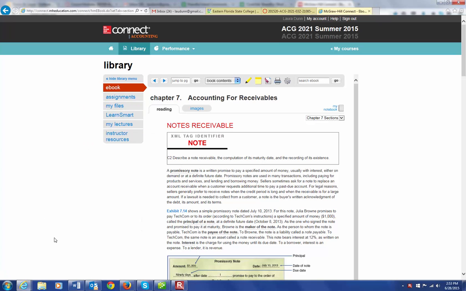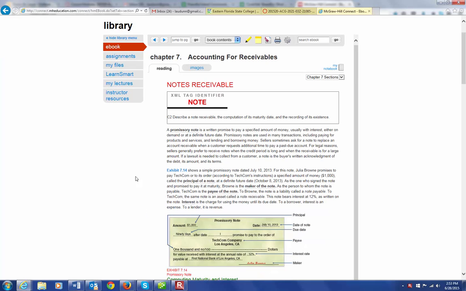Alright, let's talk a little bit about notes receivable. Your book does a pretty good job of defining notes receivable and laying out the different terms that you need to be aware of. But basically, when we talk about notes receivable, we're generally talking about a promissory note, which is a written promise to pay a specific amount of money, usually with interest, on a particular date. As it says here, these notes are used in many transactions, including paying for products and services or just when you're borrowing money from somebody.